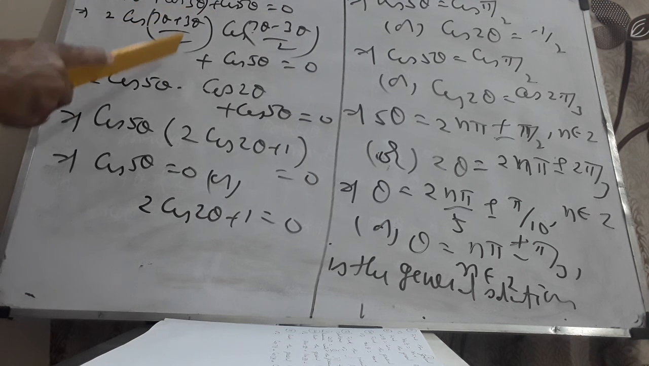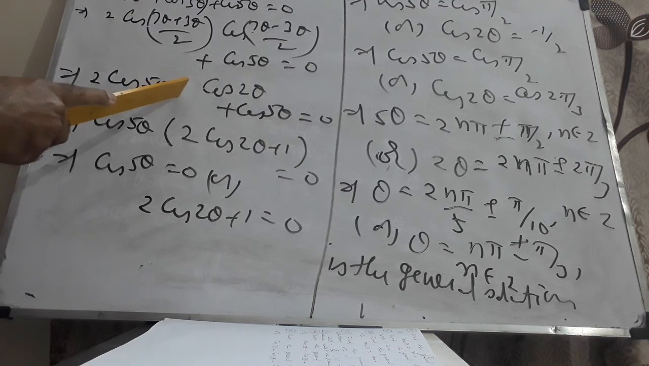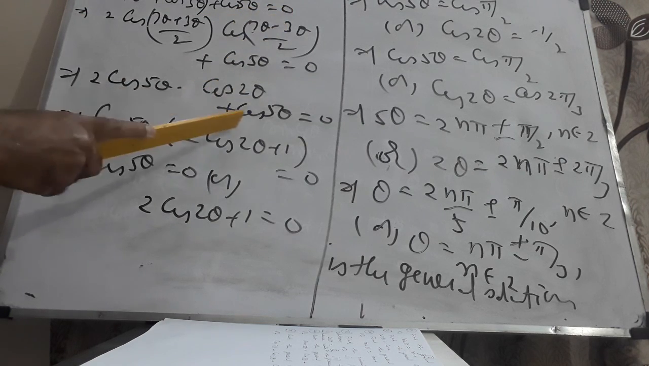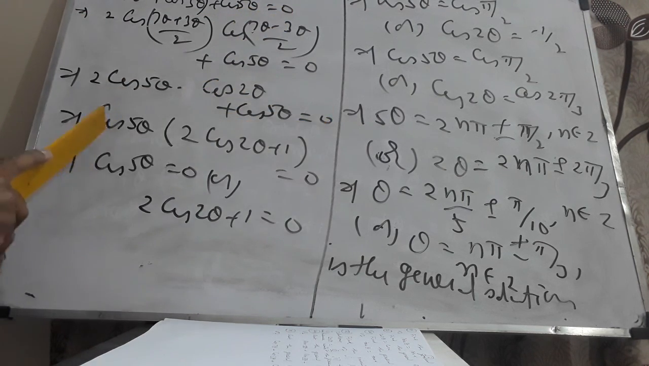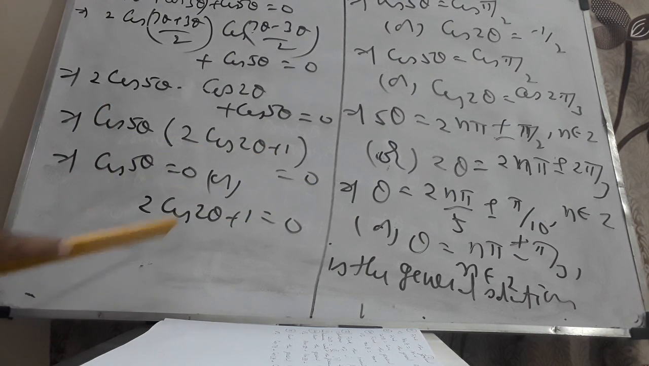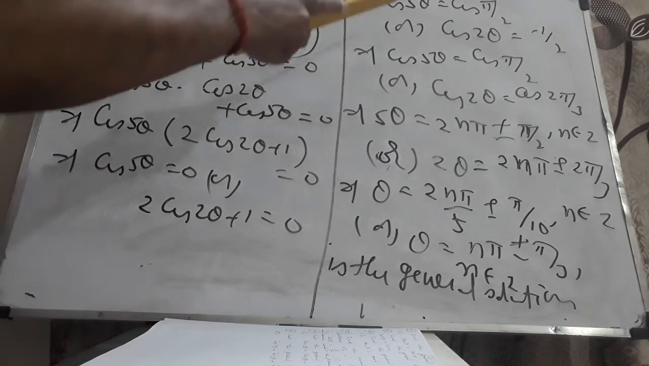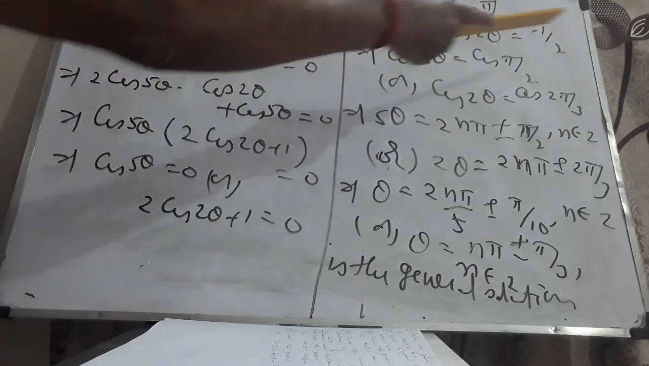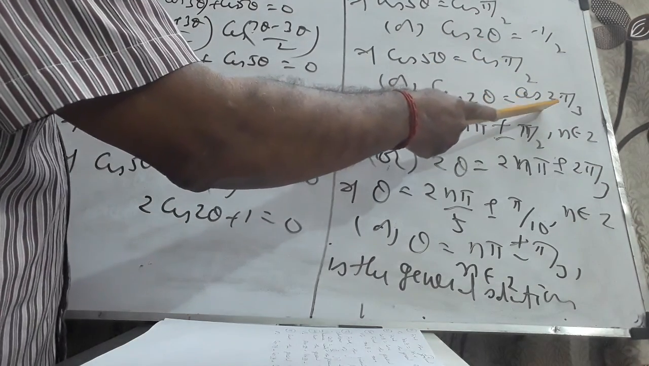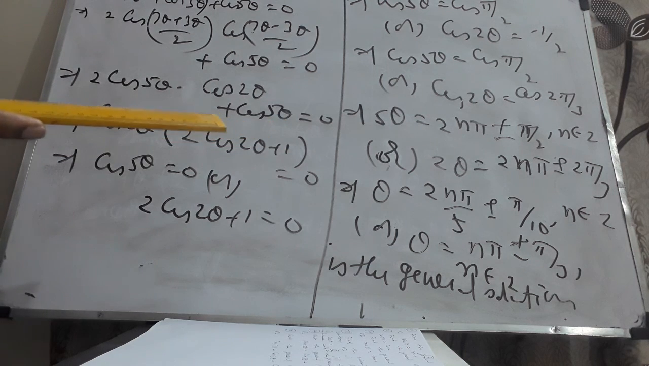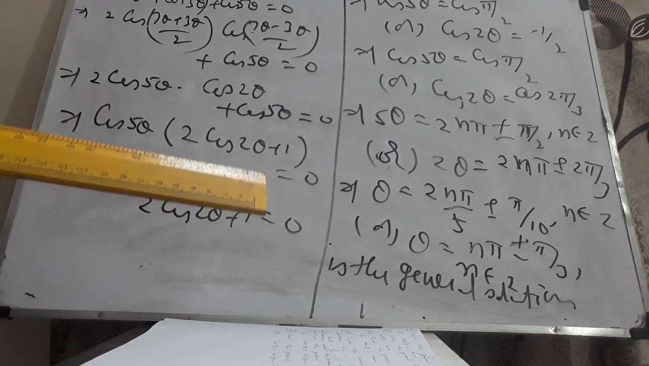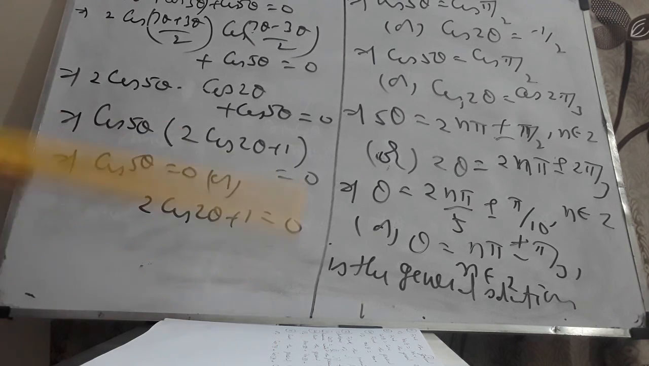2 cos 10 theta by 2 is 5 theta. Here it is only a product, not plus. 4 theta by 2 is 2 theta, plus cos 5 theta is 0. Take cos 5 theta as common: cos 5 theta into (2 cos 2 theta plus 1) is 0. Cos 5 theta is 0, or 2 cos 2 theta plus 1 is 0. Cos 5 theta is cos pi by 2, or cos 2 theta is minus one half, which is cos 2 pi by 3. Just now we have seen cos 2 pi by 3 is cos 120 degrees, which can be written as cos (180 degrees minus 60), which is minus cos 60, which is minus one half.